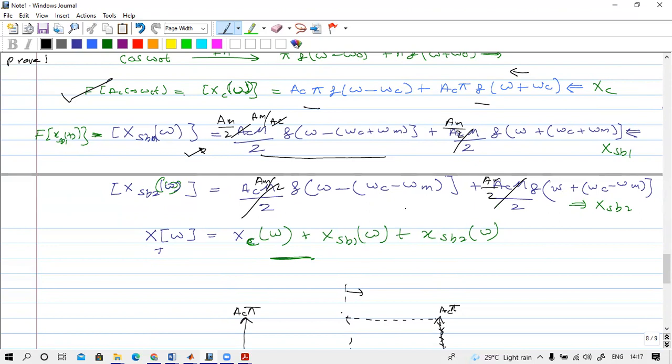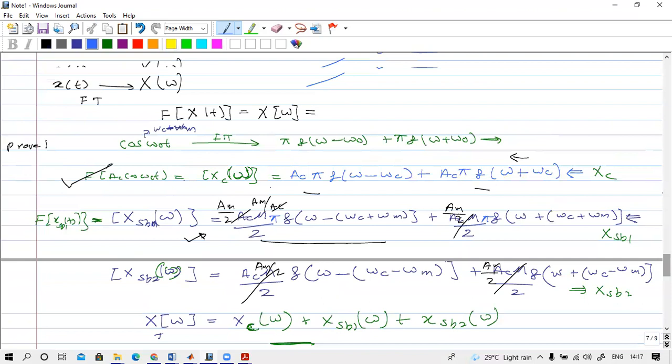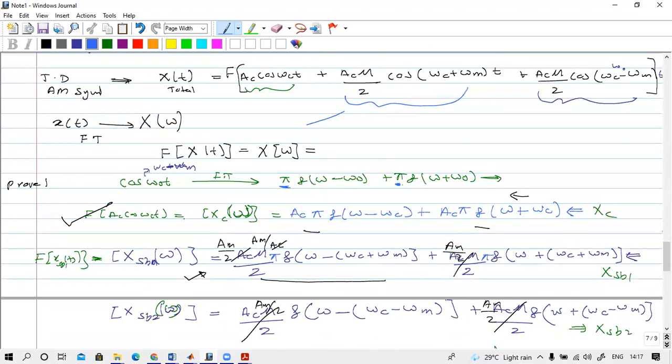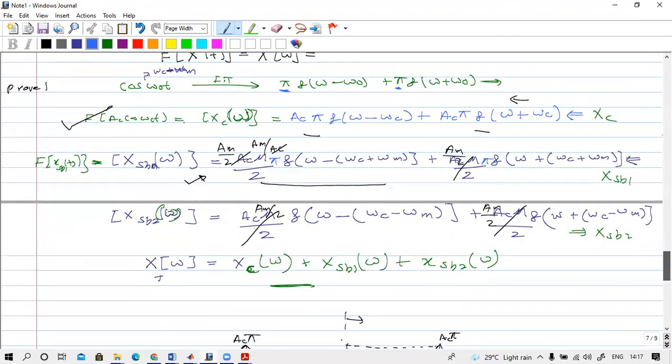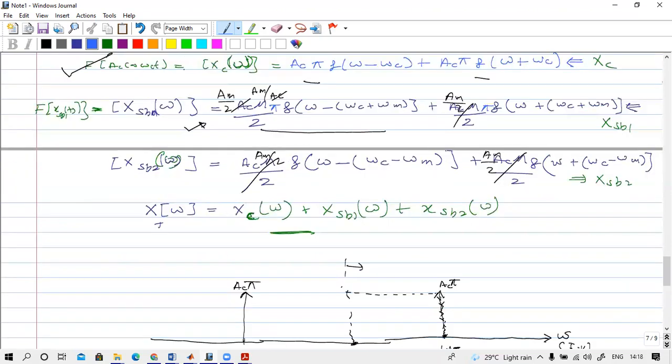Okay, correct? Let's see. So here A_M by 2, pi. There is a pi, no? Pi should be here. I didn't write the pi, so I have made a mistake. So pi should be here, this pi should be there, and here also pi, and here also pi should be here.